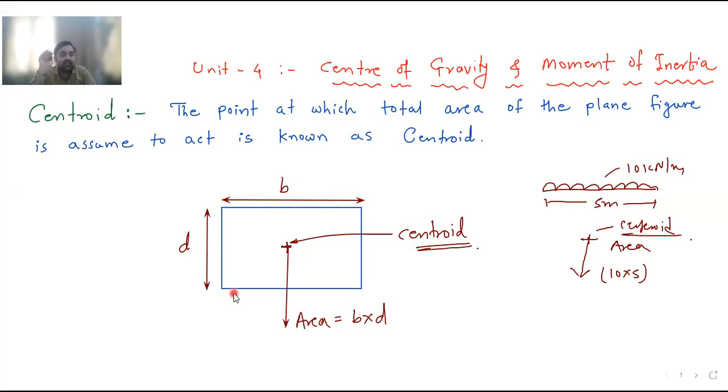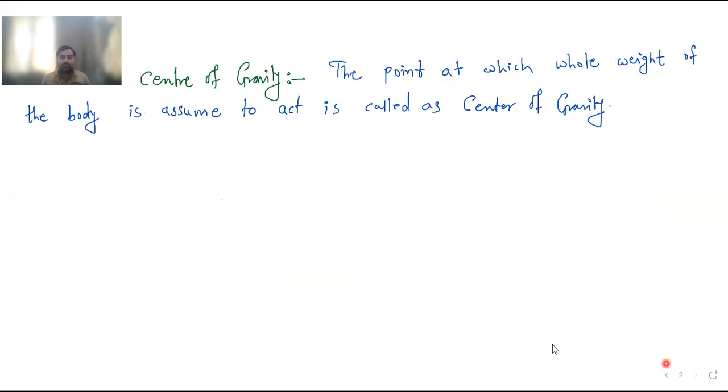अशा फिगर्सला काय म्हणायचं? प्लेन फिगर्स. Now the center of these figures is called the centroid. The point at which the area of these figures is acting, that is called the centroid. मग आता सेंटर ऑफ ग्रॅव्हिटी म्हणजे काय? प्लेन फिगर्स नाही, त्याच्याऐवजी कुठले फिगर्स येणार? 3D फिगर्स येणार तुमच्या. ओके, इथं काय लिहिलंय बघा, the point at which whole weight of the body is assumed to act, okay, is called the center of gravity.